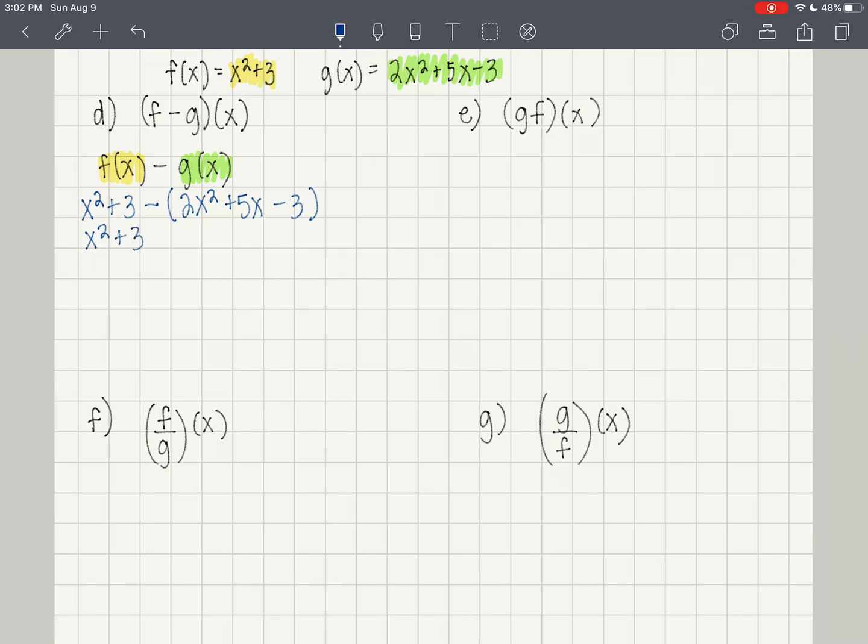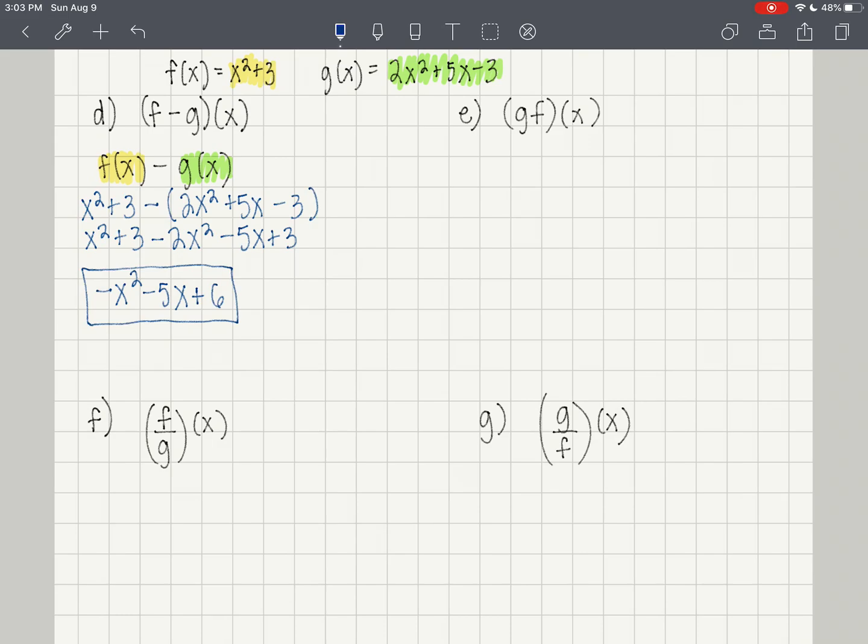I'll distribute the negative. x squared plus 3 minus 2x squared minus 5x plus 3. x squared minus 2x squared is negative x squared minus 5x, and 3 plus 3 is 6. So we have an algebraic expression for our answer of f minus g of x.